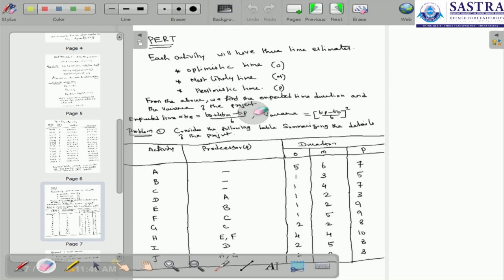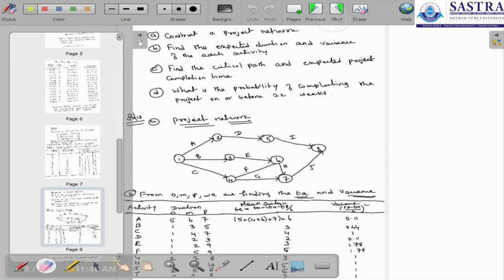So the first problem: consider the following table summarizing the details of the project. Here there is an activity, and for each activity there is a predecessor, and for the duration there is an optimistic time, a most likely time, and a pessimistic time. So here it is O, M, P. Through this table, first we draw the network, then we calculate the expected time duration, and then we calculate the variance.